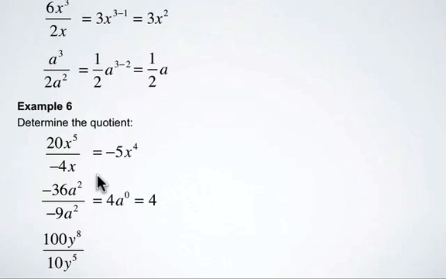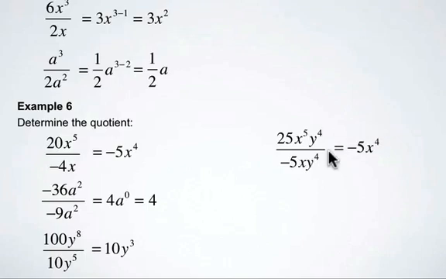100y to the 8th divided by 10y to the 5. 100 divided by 10 is 10. 8 subtract 5 is 3. 25x to the 5 y to the 4 divided by negative 5x y to the 4. 25 divided by negative 5 is negative 5. x to the 5 divided by x to the 1. 5 minus 1 is 4. y to the 4 divided by y to the 4 is y to the 0, or 1. There are no more y's left.